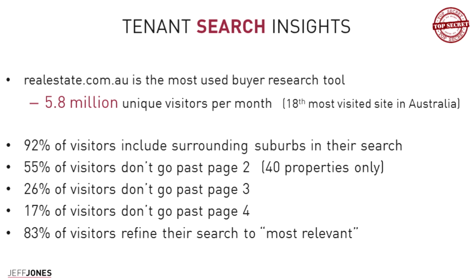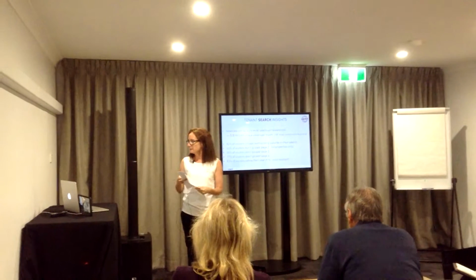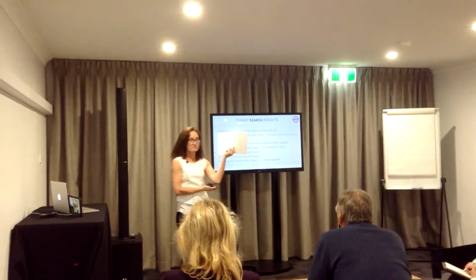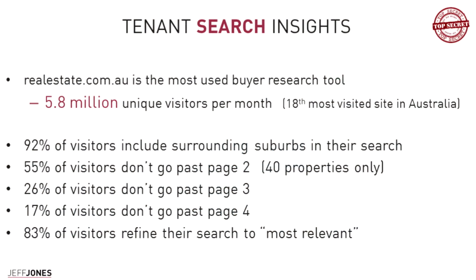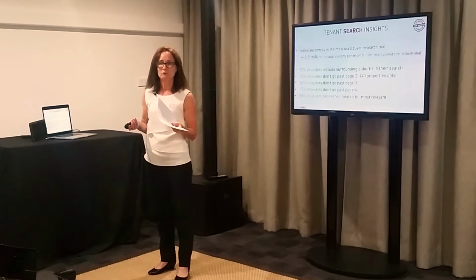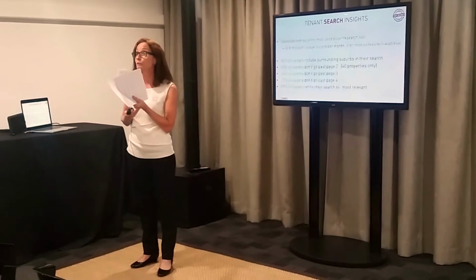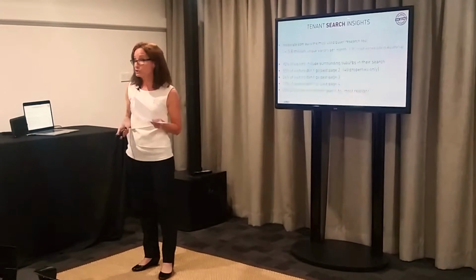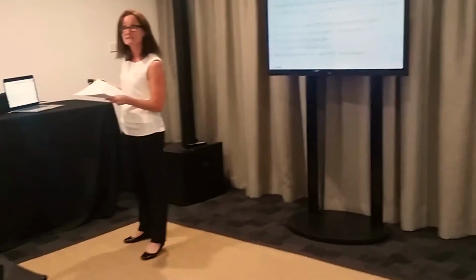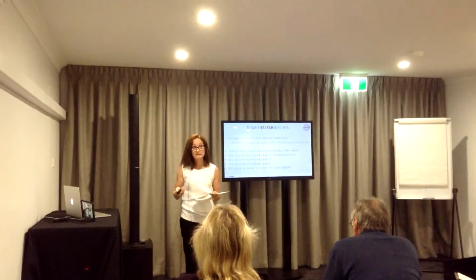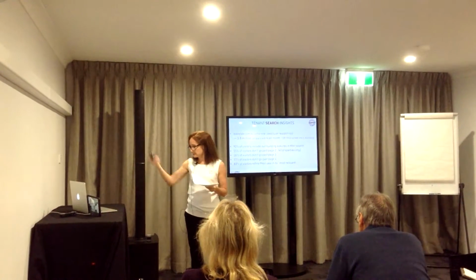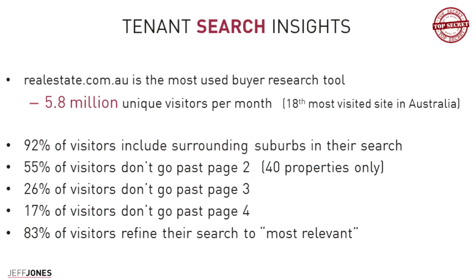So often owners have an opinion that a tenant is just going to search for an area, but they don't. They will do a general search for surrounding areas, and I'll come back to that one in a minute. 55% of tenants don't go past page 2. So at the moment, if you did a search in Greenslopes, you're looking at about 6 pages of properties for rent. So if you get to page 2, your chances of prospective tenants even looking at it are becoming really slim. 26%, as you can see, it sort of goes down the line.